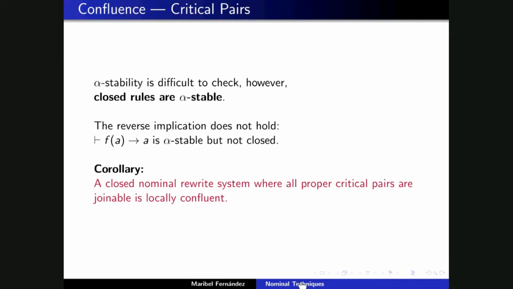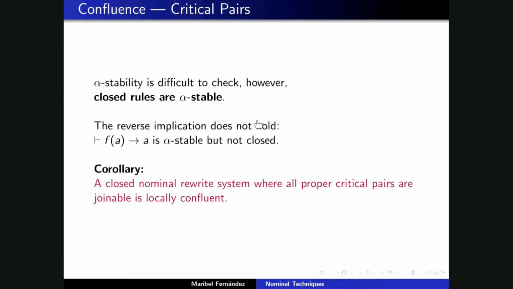So closed rules are alpha stable. Alpha stable means they work uniformly with alpha equivalence classes, and as long as you have this property, your rewriting relation will behave in the expected way, let's say.